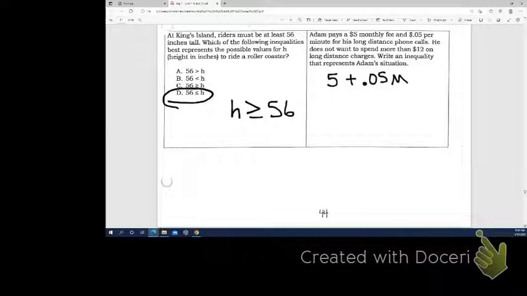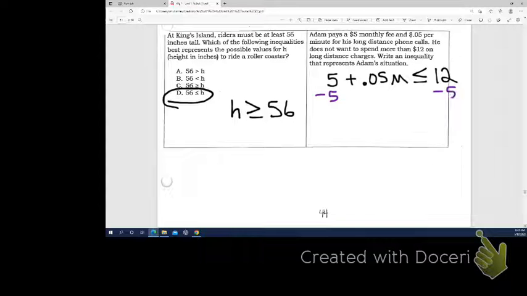So I'd have to give that the decimal. And he doesn't want to spend more than $12 on his long distance charges. So those things would have to stay less than or equal to $12. So that's his budget. Anything where there's a budget where you can't spend more than a certain amount, you're going to stay less than or equal to that number. It's okay if he spends his entire $12, so it does have the equal sign.